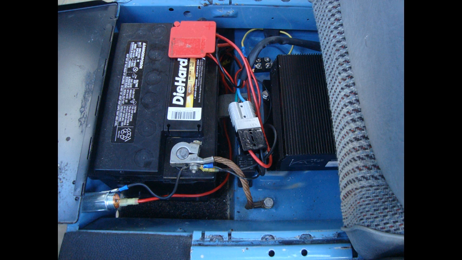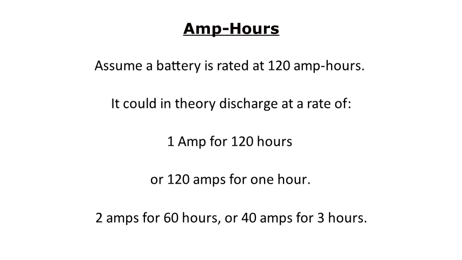Due to this usage, starting batteries are rated by cold cranking amps, whereas most other types of batteries are rated based on their storage capacity in amp hours. Quick word about amp hours. Assume a battery is rated at 120 amp hours. It could, in theory, discharge at a rate of 1 amp for 120 hours, or 120 amps for 1 hour, 2 amps for 60 hours, or 40 amps for 3 hours. Hopefully you get the picture. We'll refer to this again later in this video series.